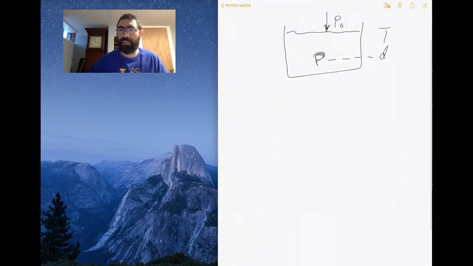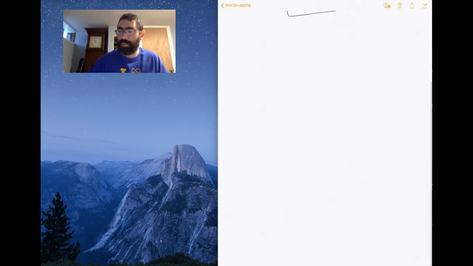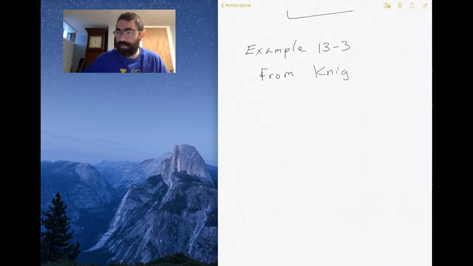So let's take a look at an example. I'm going to look at example 13.3 from Knight's textbook, College Physics.